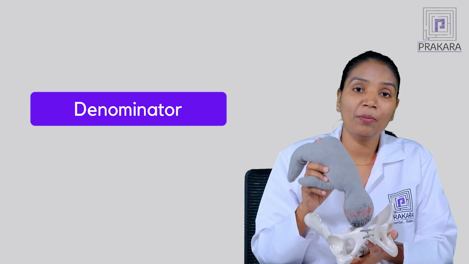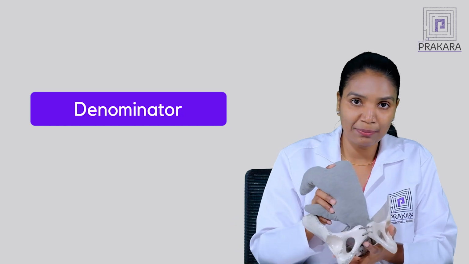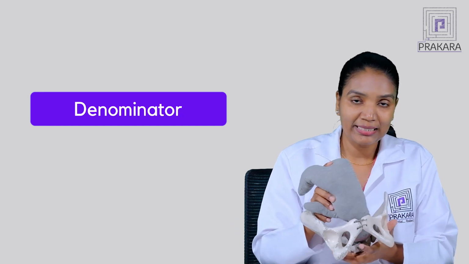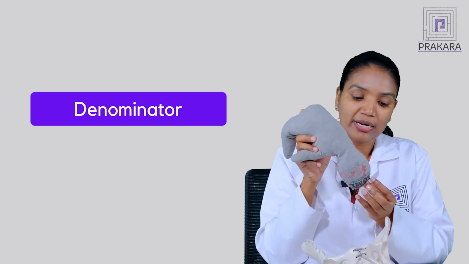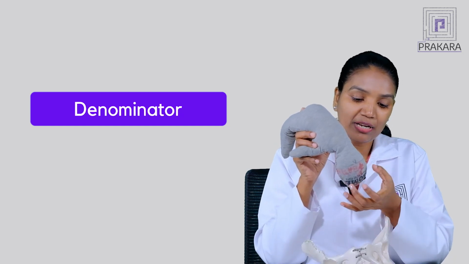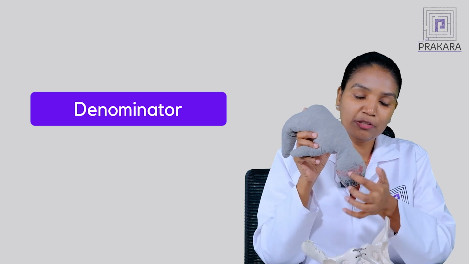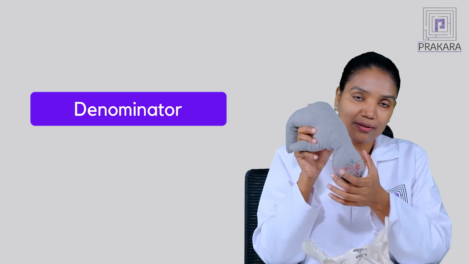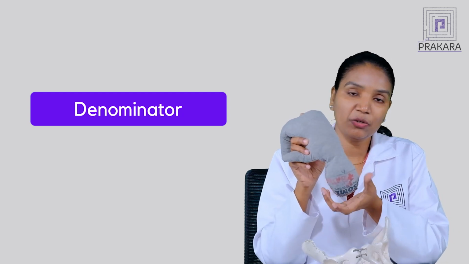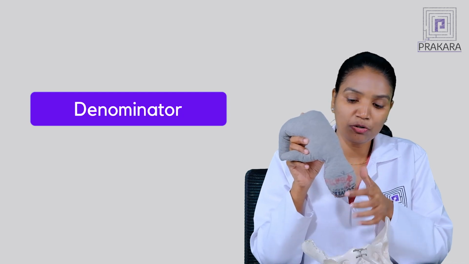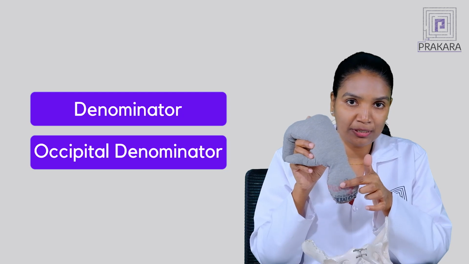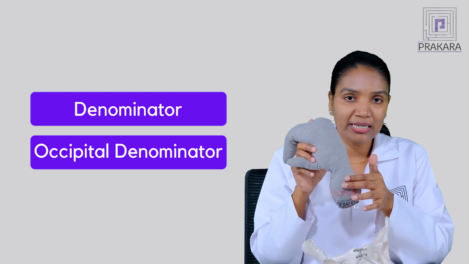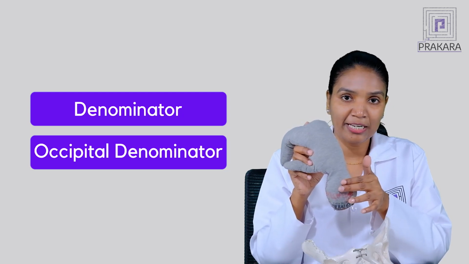Next one is denominator. Denominator is a bony prominent area which anchors the labor, which plays a major role in anchoring the labor. In the cephalic presentation, that is the occiput. We have bones: the frontal bone, the parietal bones, and the occipital bone. It is not accurate for the fetal head, but you can imagine we have all these bones. The occiput is above the nape of the neck, a prominent bone. So the occiput is the denominator in the normal mechanism of labor.